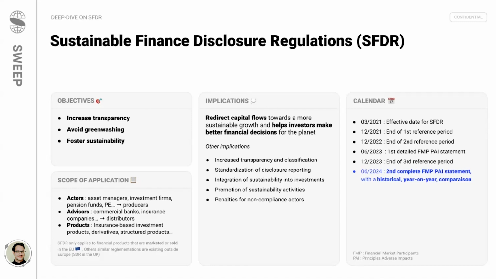As for the scope of application, if you're an asset manager, a pension fund, or a bank, you are all concerned. And the calendar, we put on the right. The first detailed statement was due past June, and there is the second exercise that is coming. The second exercise is going to be interesting because there is the first year-on-year comparison. So it's starting to be implemented and widely used and widely reported.